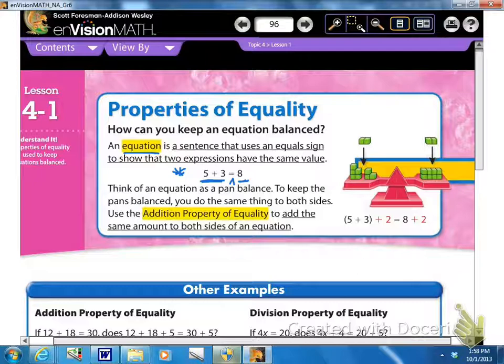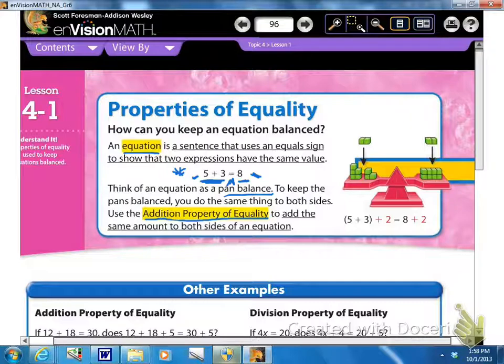So what they want you to do is think of an equation as a pan balance. In order to keep the pans balanced, you have to do the same thing to both sides. So in order for 5 plus 3, the left side of my pan balance, to stay equal to 8, if I do something to this side, 5 plus 3, then I must also do the same thing to this side. So there are different properties of equality that will work to keep my expressions equal, or my pan balanced. The first one is the addition property of equality.